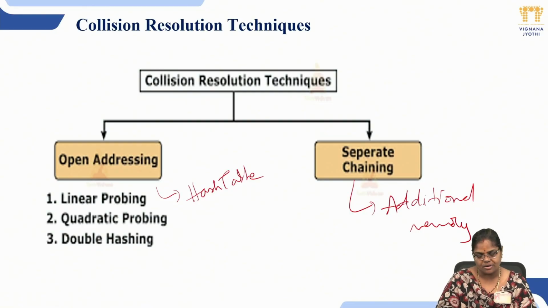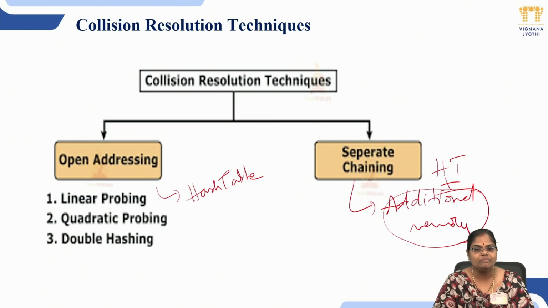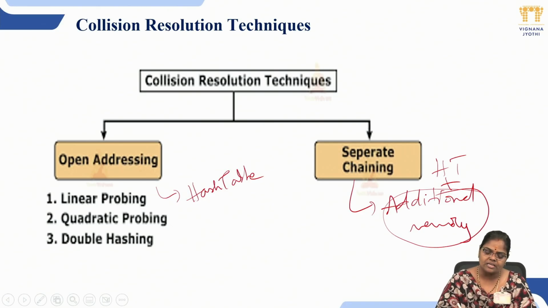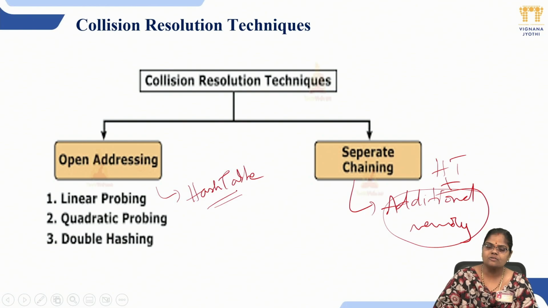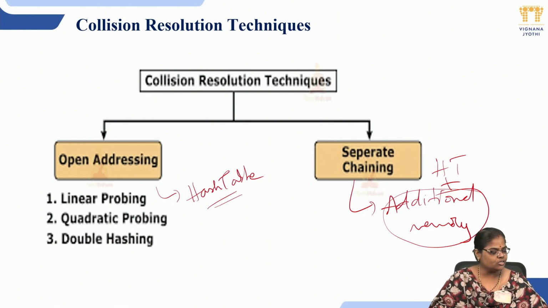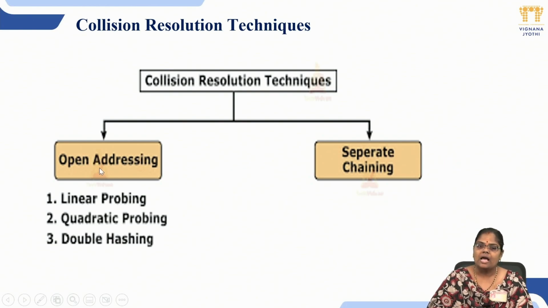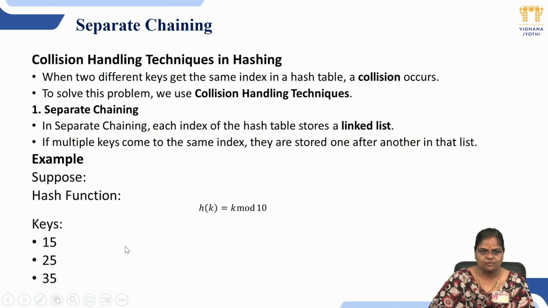So in the case of separate chaining, along with the hash table, we need to have an additional memory. Whereas there is no need of any additional memory in the case of open addressing. So these are the basic differences between these two collision resolution techniques. Now under open addressing, the subcategories, you can also have linear probing, quadratic probing, double hashing, even random hashing.